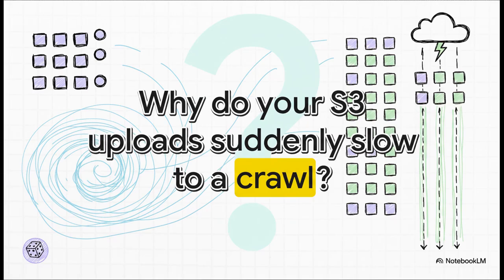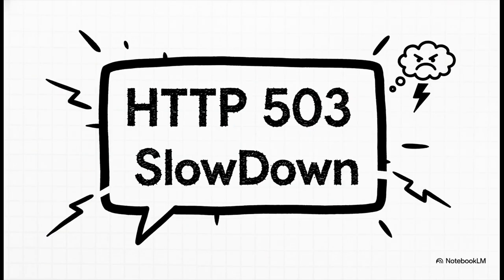So let's start with a scene I bet is super familiar to a lot of you. You're pushing data to S3, everything is going great, the progress bar is flying, and then bam, performance just hits a brick wall. Your uploads slow to a crawl, and you're just sitting there, scratching your head, wondering what on earth just happened. And then you see it, that dreaded error, HTTP 503 slowdown.